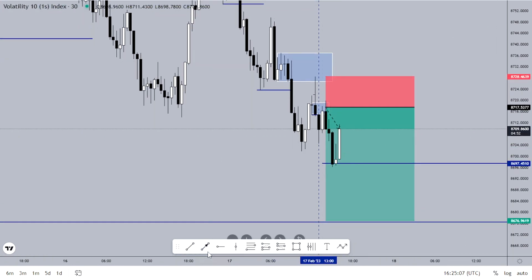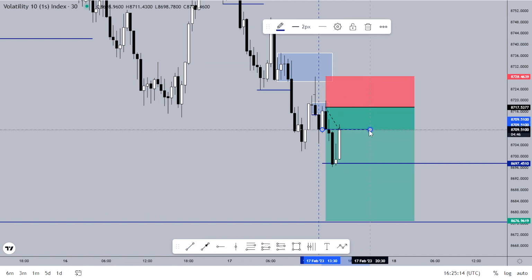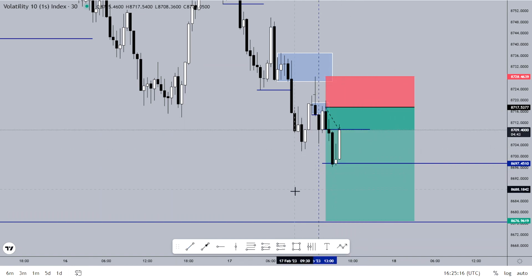Hopefully I want to see this 30 minute bearish order block hold price to continue selling. I want to see it hold price to continue selling.